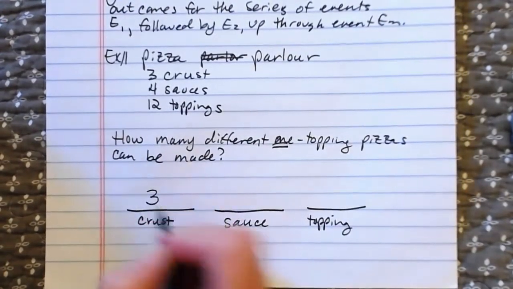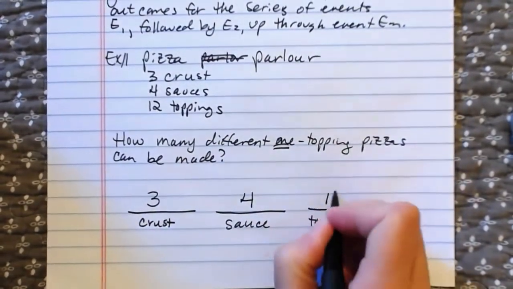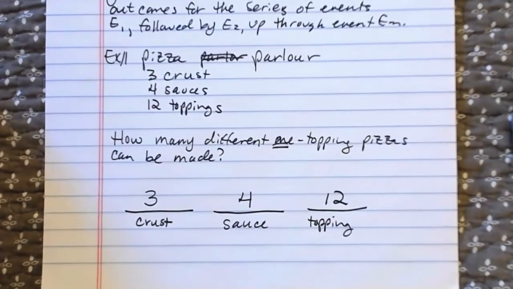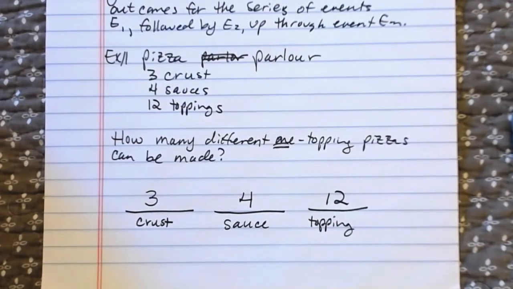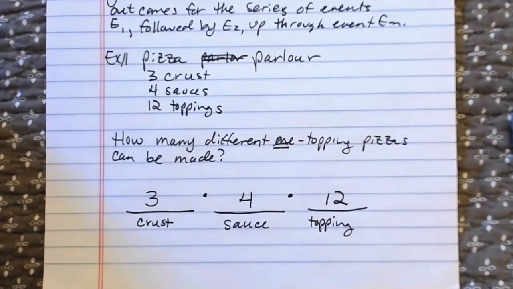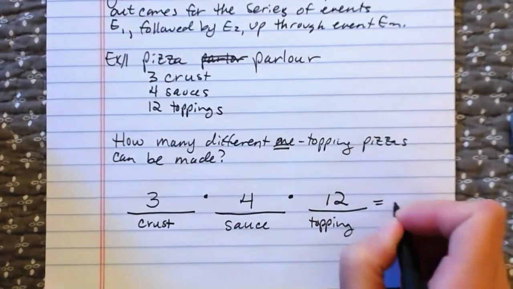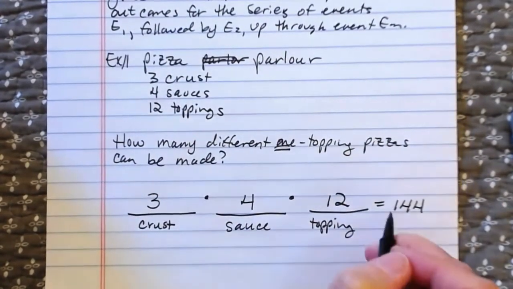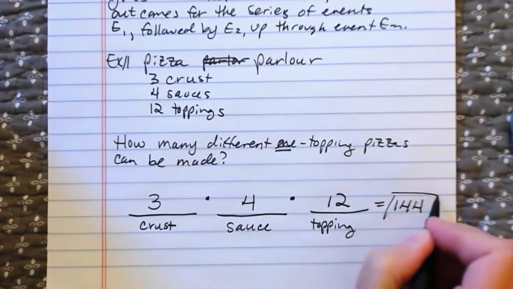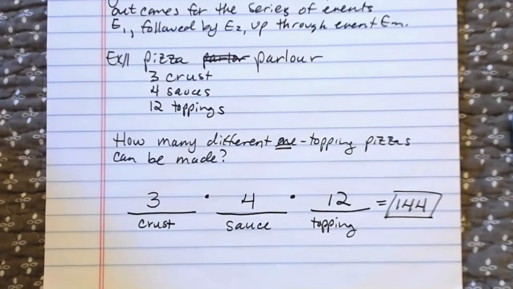Now I have 3 choices for crust, 4 choices for sauce, and 12 choices for topping. And according to the multiplication rule of counting, to get my total number of possible outcomes for 3 crust choices followed by 4 sauce choices followed by 12 topping choices, I simply multiply these together. And if I do that, 3 times 4 times 12, I find out there are 144 different one-topping pizza combinations that I could make with this particular set of data.